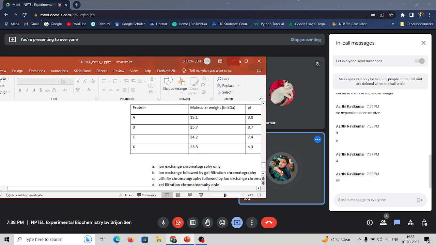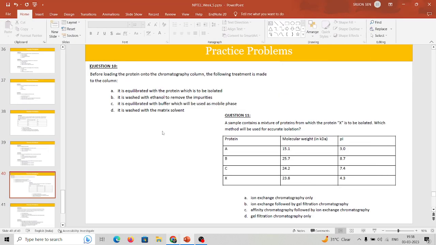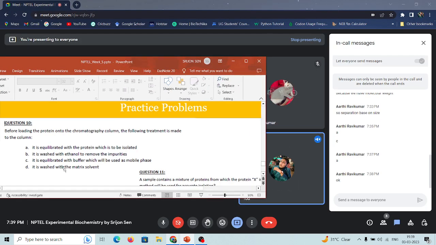What is the next question? Before loading the protein onto a chromatographic column, the following treatment is made to the column. It is equilibrated with the protein which is to be isolated. It is washed with ethanol to remove the impurities. It is equilibrated with buffer which will be used as the mobile phase, or it is washed with the matrix solvent. Which of these is correct?